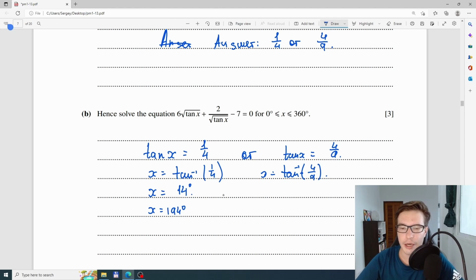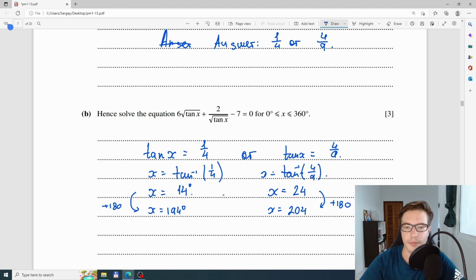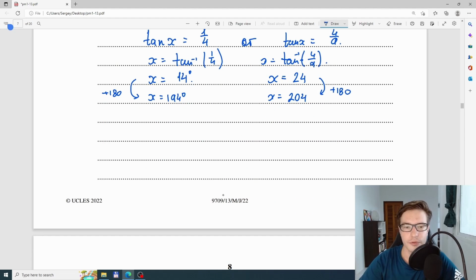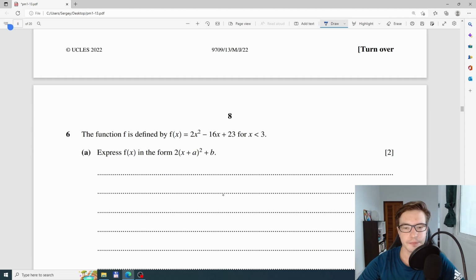For the second one, I will get x equals 23.96. I'll just say it's 24. And then don't forget, you can add 180. And that will be 204. And all four values are going to go in the final answer for that question. So 14, 24, 194, and finally 204. Okay, next one.